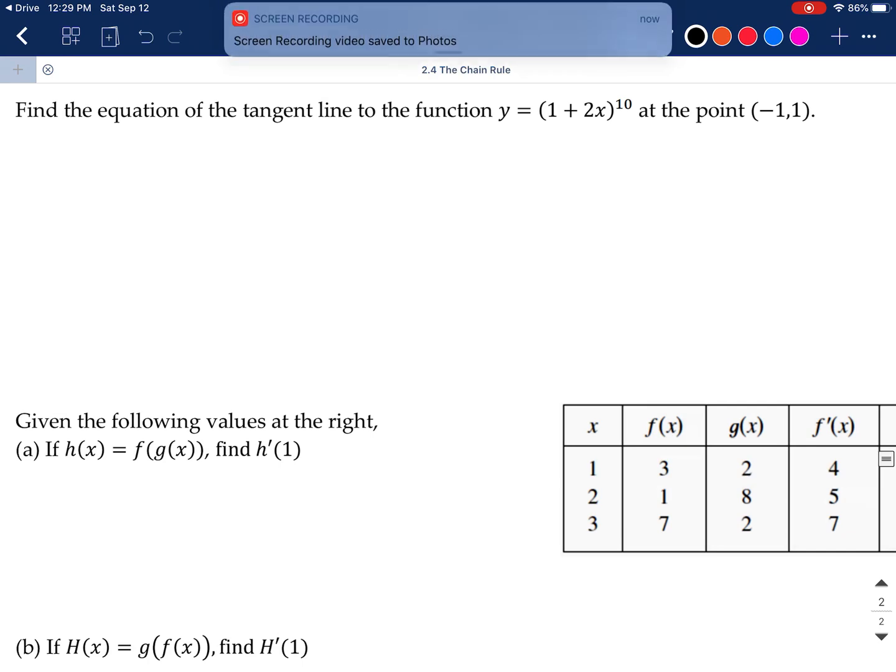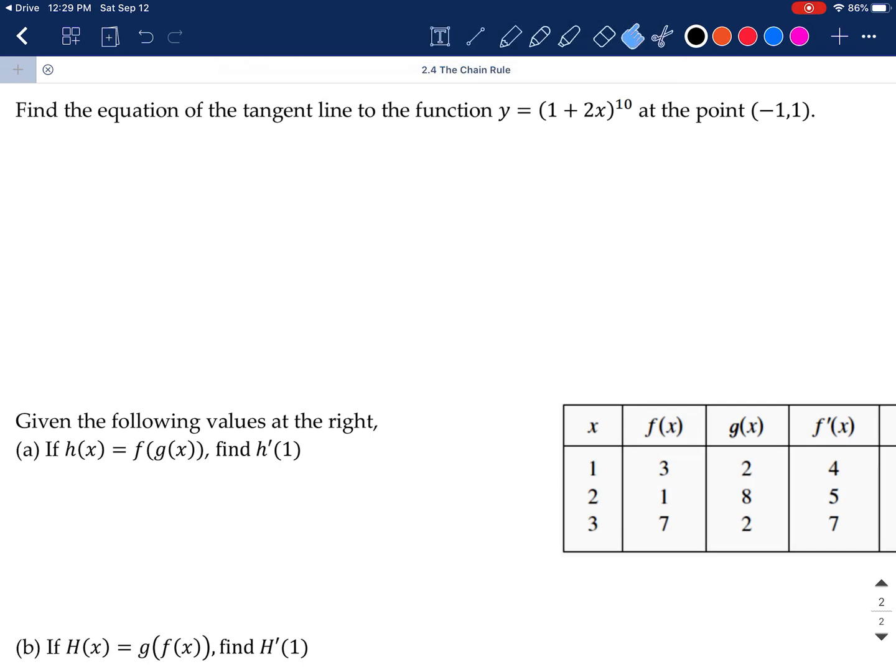Welcome back, everybody. So we're going to finish up the chain rule notes here, section 2.4. What we're going to look at here is just the remaining examples. We got some table examples. We've got a function example here. Common example, we're going to find the equation of the tangent line like we typically do. So we'll start with that one.